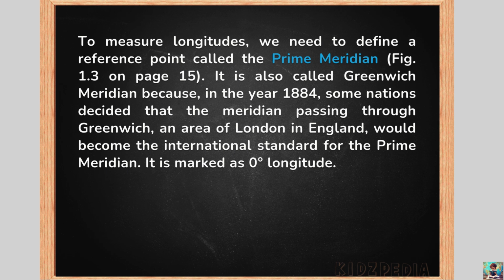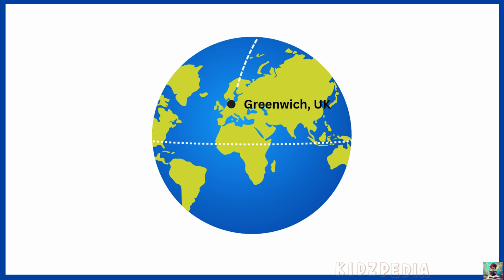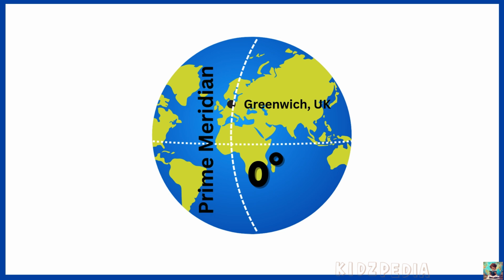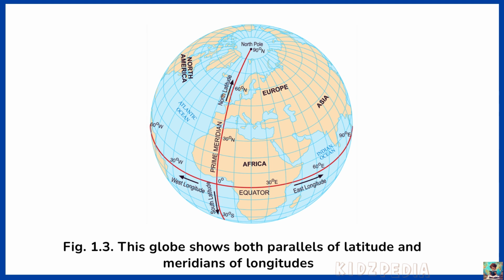So, to measure longitudes, we need a starting point called the prime meridian. The prime meridian is an imaginary line that is marked as 0° longitude. It's also called the Greenwich meridian because in 1884, many countries agreed to use the line passing through Greenwich, a place in London, England, as the starting point for measuring longitude. This line helps us know how far east or west a place is from the prime meridian. And you can see this prime meridian on the globe in figure 1.3 on page 15.